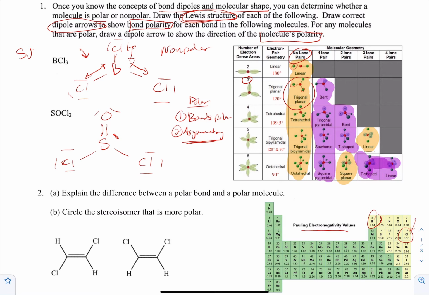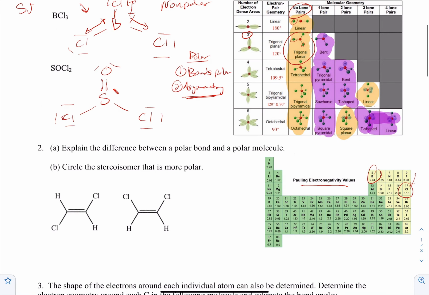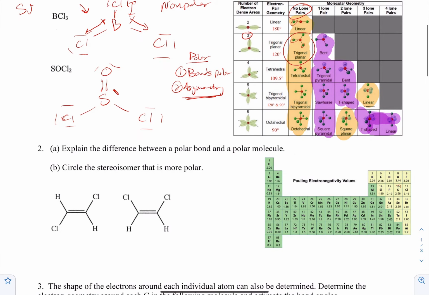So what I've got to figure out first is, are the bonds polar? Okay, so now I'm going to go back down here to my electronegativity chart. I'm going to look at sulfur, 2.58, and oxygen, 3.44. Okay, so between oxygen and sulfur, as long as you can tell that that's going to be above 0.4, which I can tell, I don't even need to know the actual value.